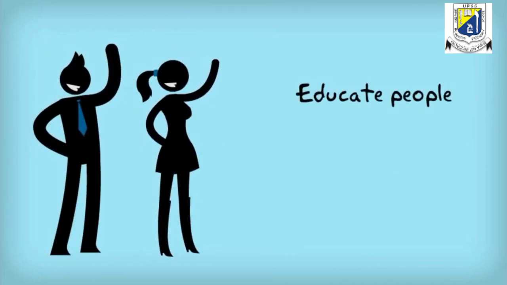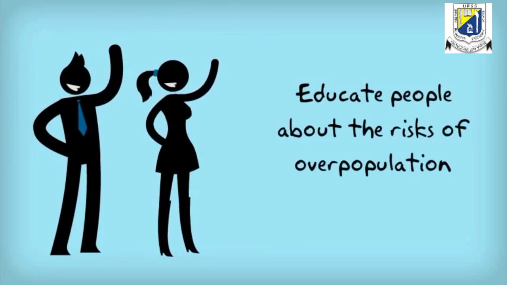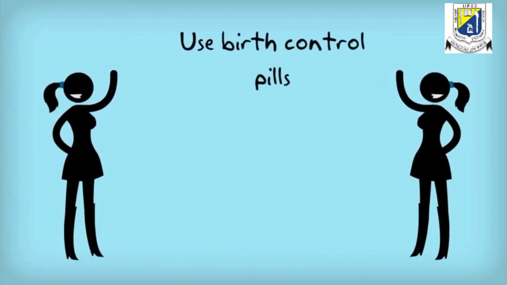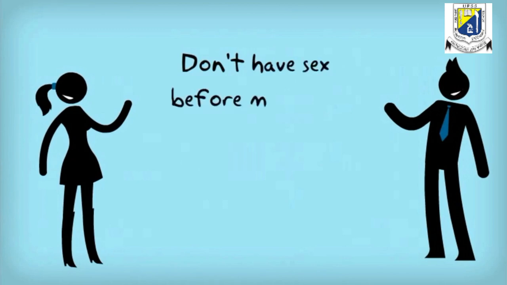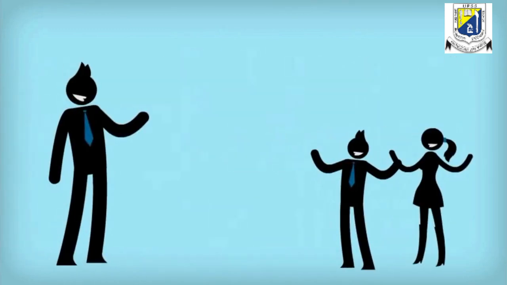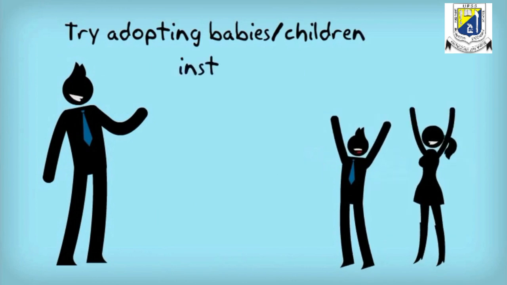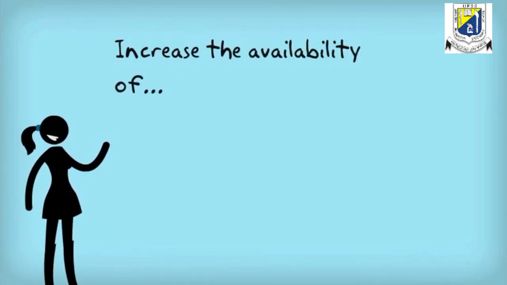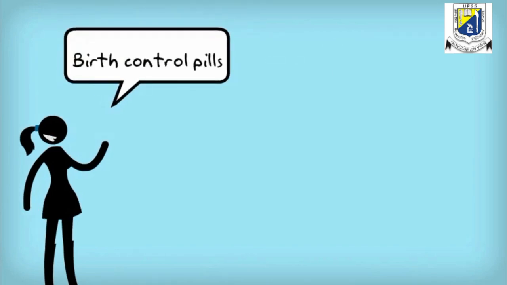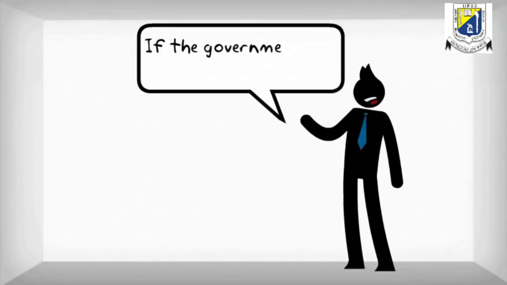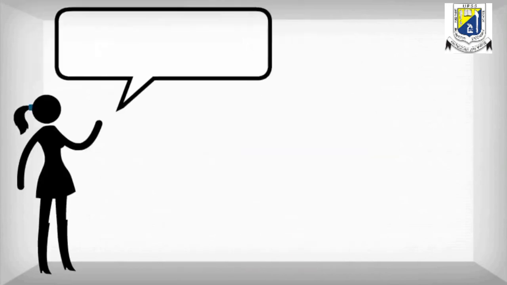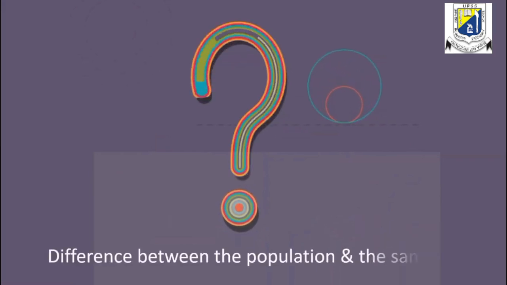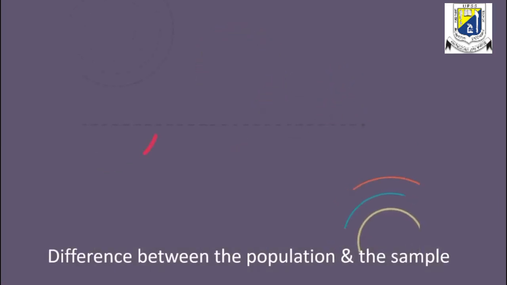We have 1. Making people with higher family size pay higher tax, postponed marriage, the use of birth control pills, delay sex until marriage, and encourage people to adopt children, and also encourage the use of birth control pills. Now, if the government does this, overpopulation might be a thing of the past.